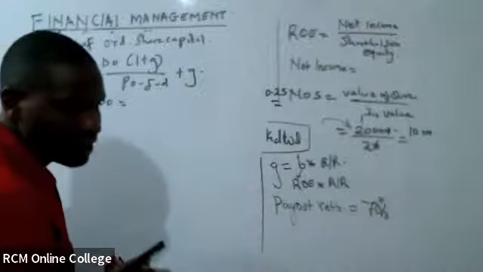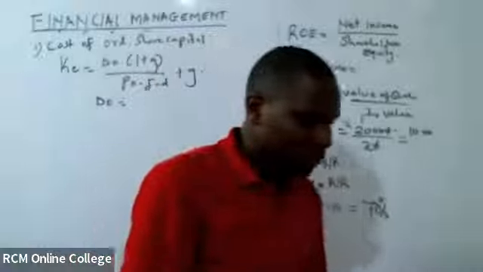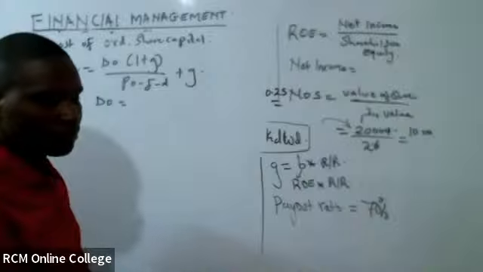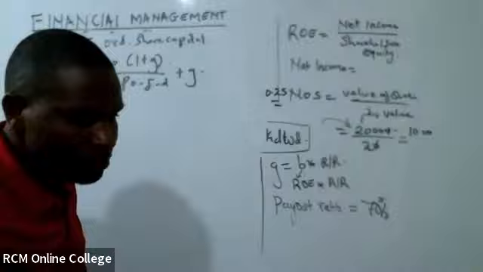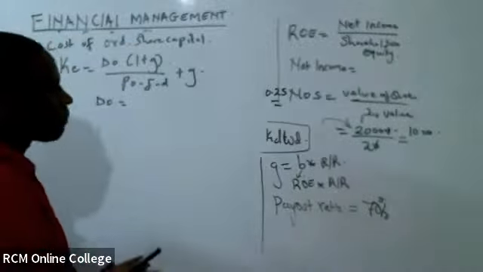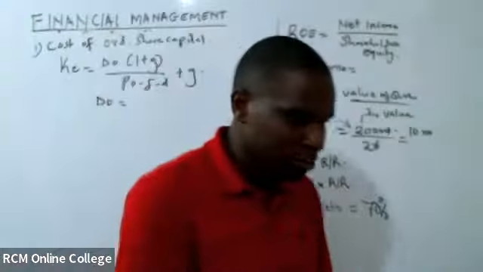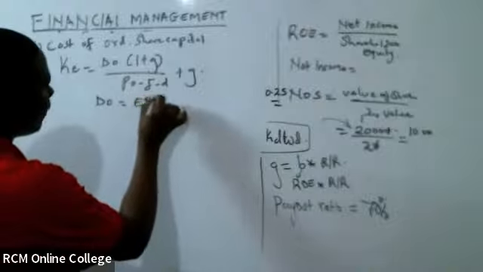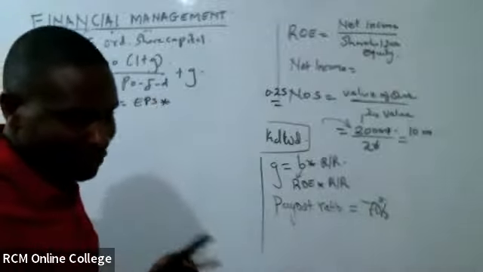This is the current dividend. How do we get D0? It is EPS times payout ratio or EPS times retention ratio. Which is which among the two? You are correct, it is EPS. Is it times retention ratio or times payout ratio?